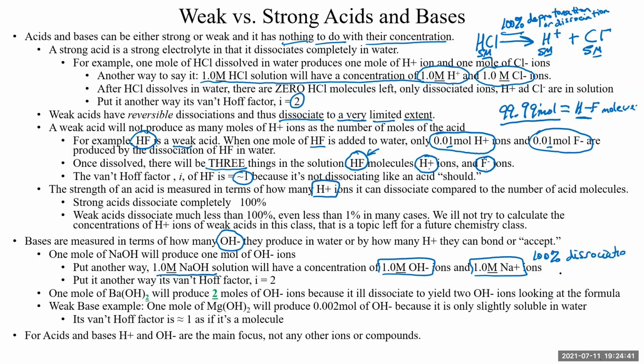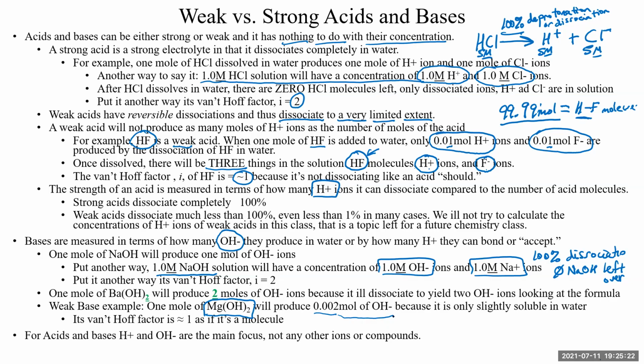There will be zero sodium hydroxide intact left over, meaning there will be no compound known as sodium hydroxide sinking to the bottom of the beaker of water. No, all of it will dissociate. However, a weak base, like for example magnesium hydroxide, which doesn't really dissociate that well in water, will produce far fewer moles of hydroxide ion and magnesium ion than the expected amount. And there will be plenty of undissolved, solid, undissociated magnesium hydroxide.